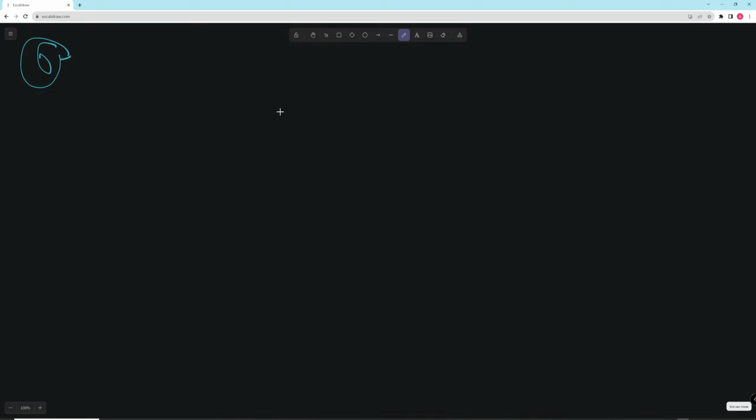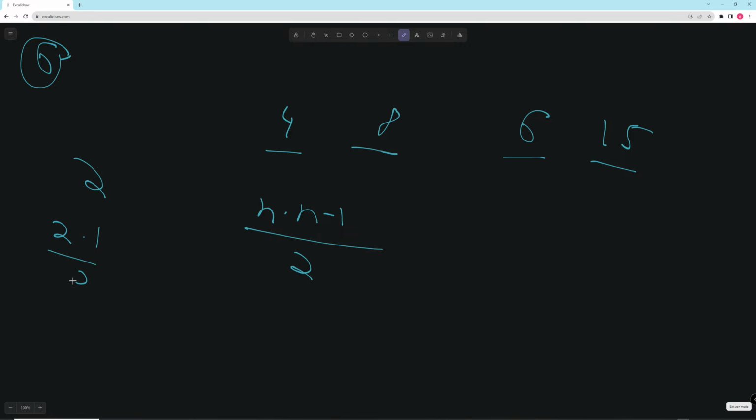We can just get the values. So let's say we have values 4, 8, 6, 15, whatever they are. For every value, we can do our operation to figure out how many combinations there are, right? We can just do n times n minus 1 over 2. Let's see if this works for some smaller values. What if we have 2 numbers? It would be 2 times 1 over 2, which would be 1. And there's only one way to do it, right? There's only one pair. So that works.